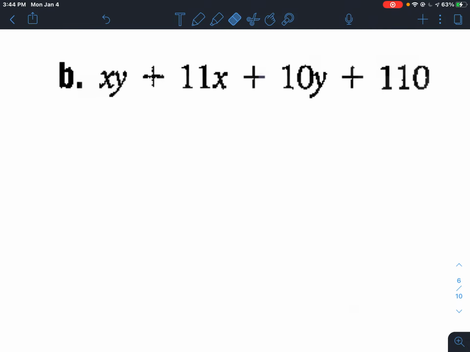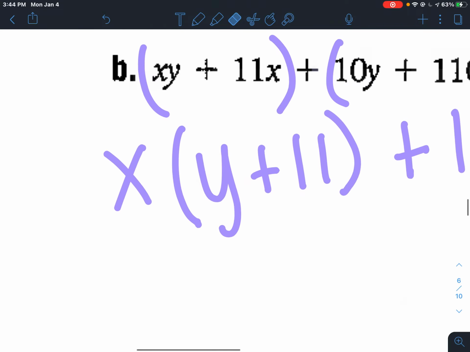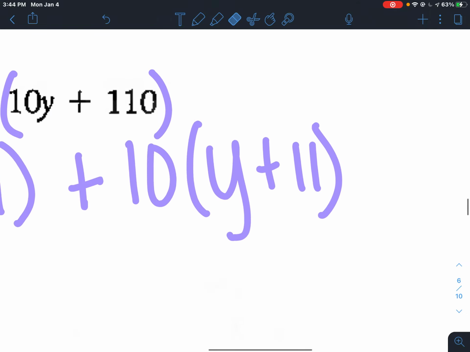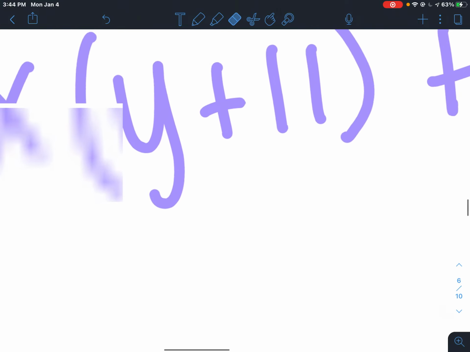Okay, let's try another one. We have xy plus 11x plus 10y plus 110. Again, I can't factor anything out as a whole, but I can group it into two separate parts to factor and then factor again. Okay, so we split it up into two different groups. I can factor out an x from xy plus 11x, and I'll have x, and then what's left, y plus 11. Then I can factor out a 10, and what's going to be left, y plus 11.